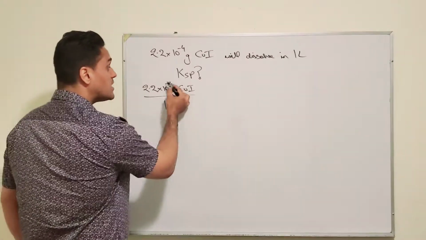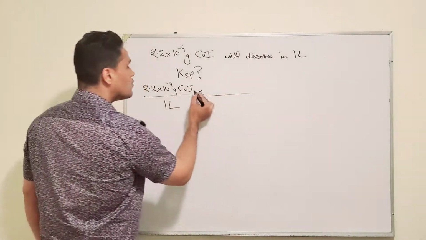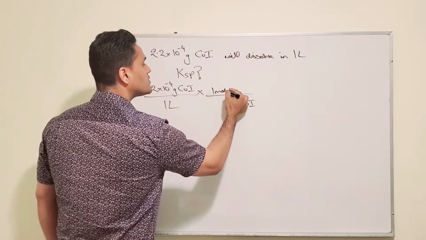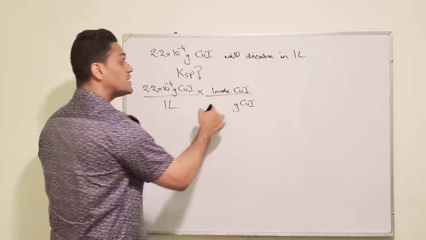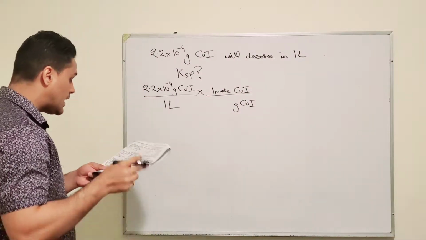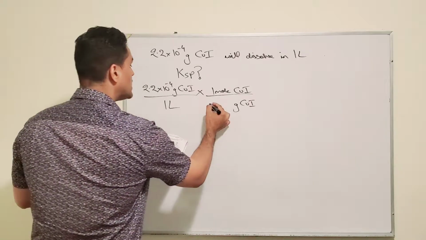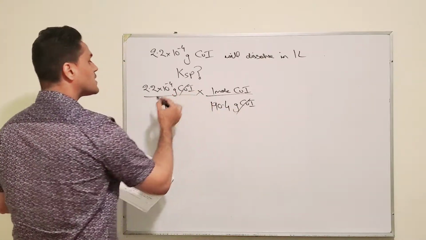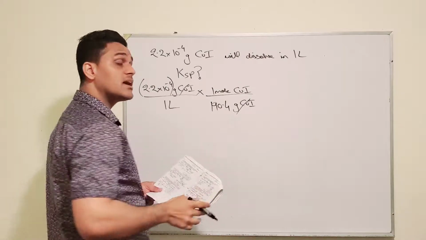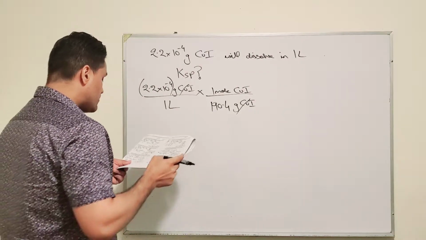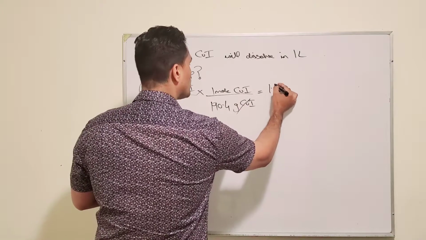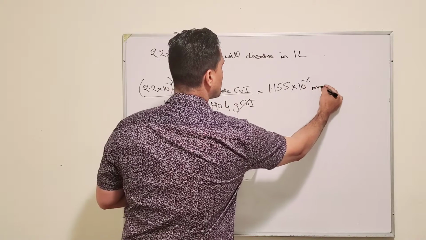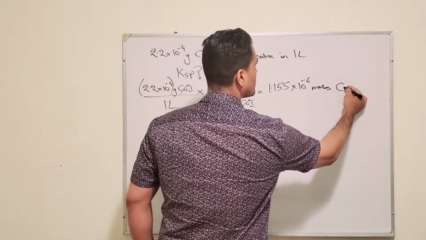And now we're going to change these grams to moles. We have grams at the top, so we put grams at the bottom. And 1 mole of CuI is equal to the molar mass of CuI. I'll let you find the molar mass at your end. It should be 190.4. So the grams and the grams cancel. We take this number and divide it by 190.4. When you divide, you should get 1.155 times 10 raised to the power minus 6 moles of CuI.